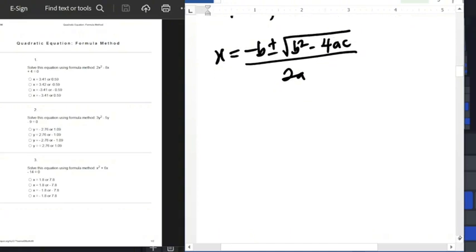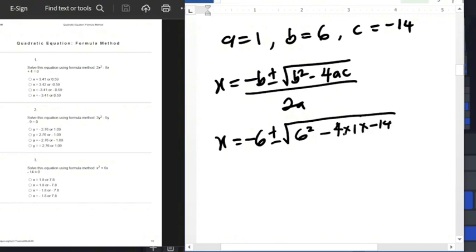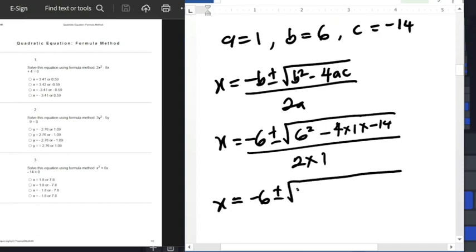Alright, so let's put the values now. Therefore x equals minus b, that is minus 6, plus or minus square root of 6 squared minus 4 times 1, then c is minus 14, everything divided by 2 times 1. So this will give us minus 6 plus or minus square root of 36. Minus times minus, we change this one to plus. So 4 times 14 gives us 56. Everything divided by 2. So we're going to have this.